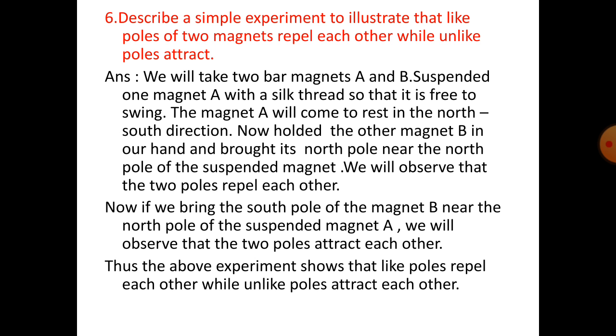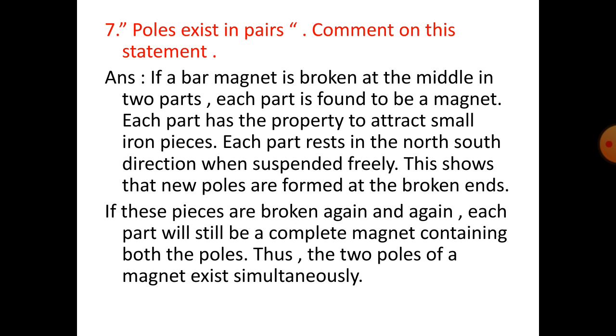Now, if we bring the south pole of magnet B near the north pole of the suspended magnet A, we will observe that the two poles attract each other. Thus, the above experiment shows that like poles repel each other while unlike poles attract each other.